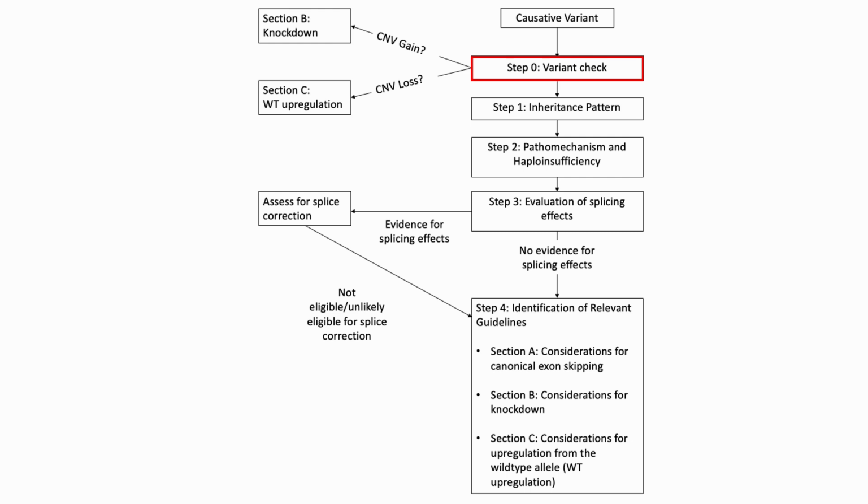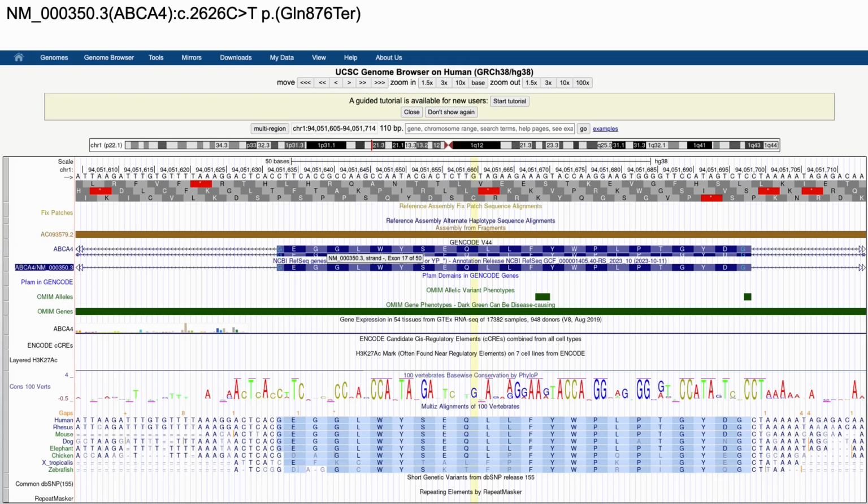One thing I like to do for nonsense or frameshift variants, in addition to searching for the specific variant, is also search for ASOs designed for skipping of the exon this variant is found in. We can do this by inputting the gene and c-dot notation into the search bar of the UCSC genome browser, a resource shared in our guidelines.